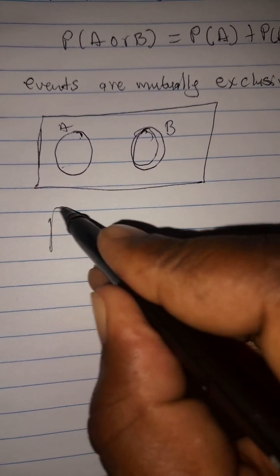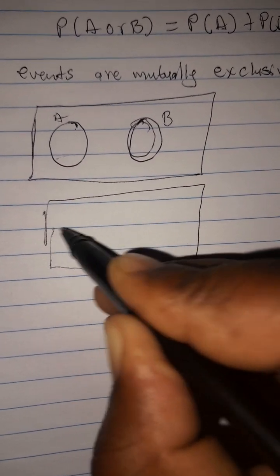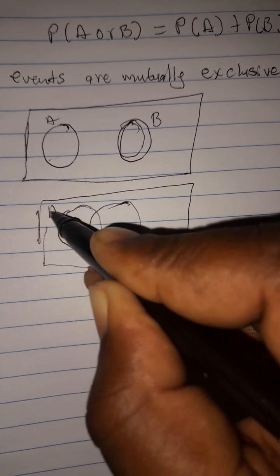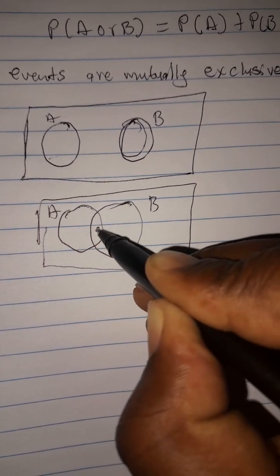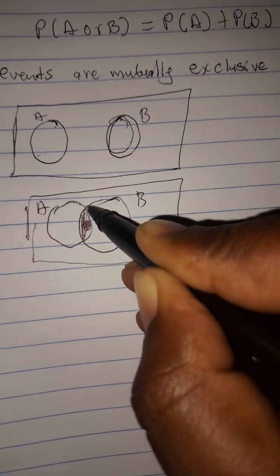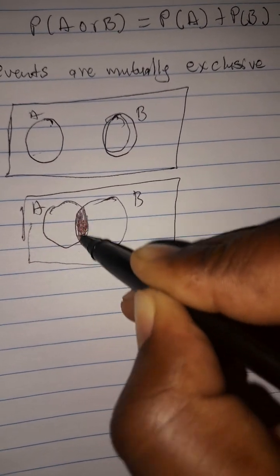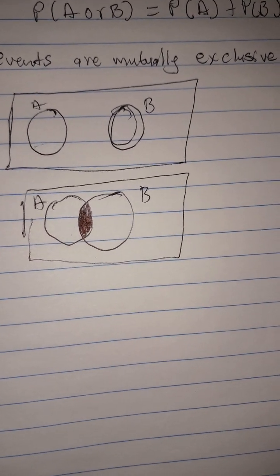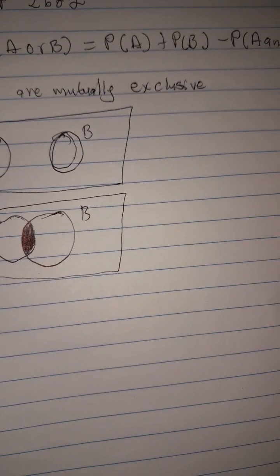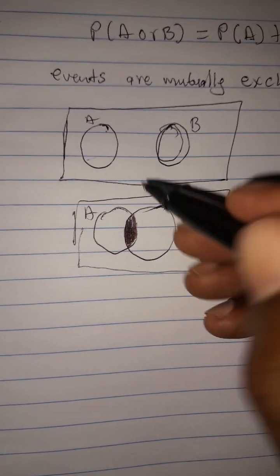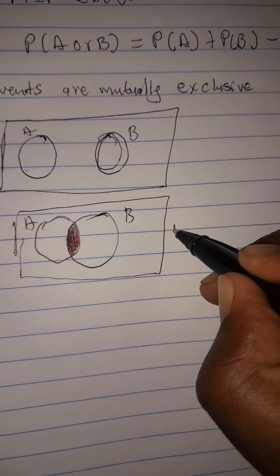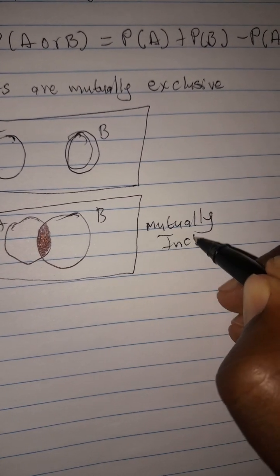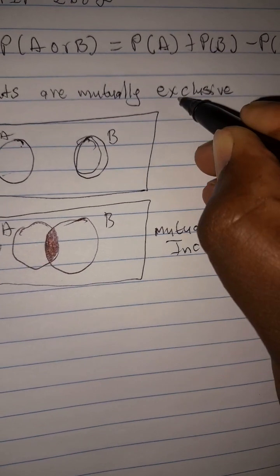But if they were like this, let's say this is event A and event B, as you can see, there's an intersection between the two events, meaning they share something that is common. That's why there is an intersection. So the addition rule will differ between these two scenarios. Here it's mutually inclusive, and here it's mutually exclusive.